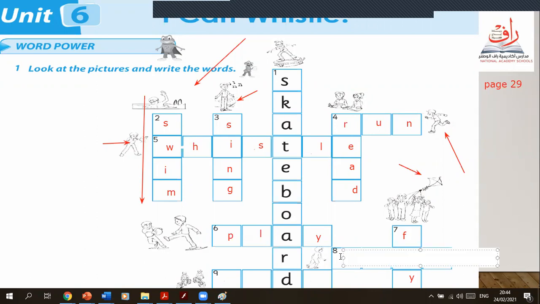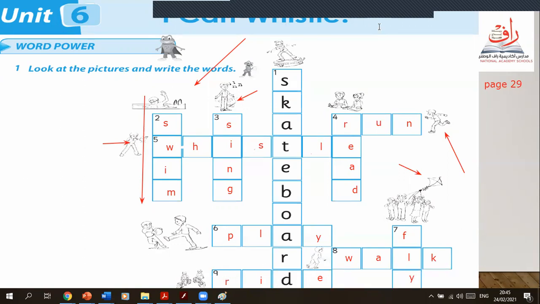Number 8, we can see the boy. What is he doing? Walk. Excellent. Walk. Let's go to number 9. Number 9, we have friends. They are what? Ride a bike. Excellent. Ride a bike.